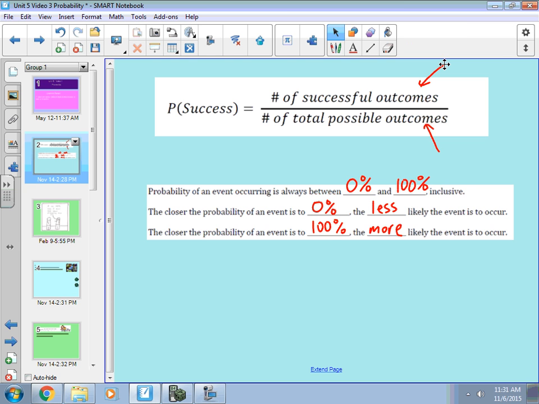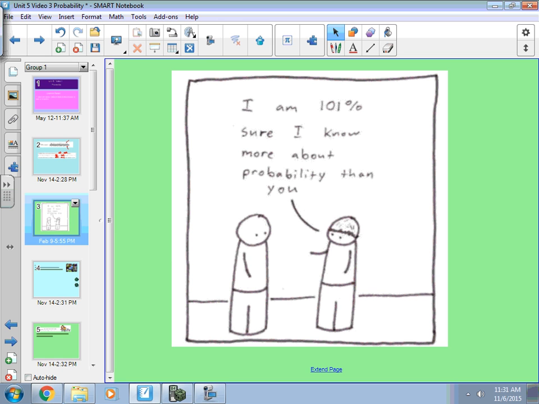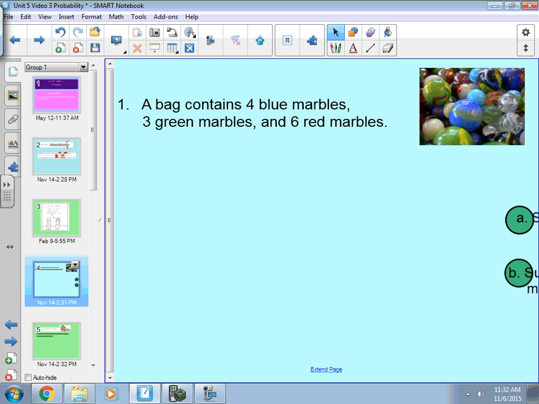All right, so now that you know a little bit about probability, if you have any friends like this, you know that they're probably wrong. This guy says, I'm 101% sure I know more about probability than you. Probably not true there.